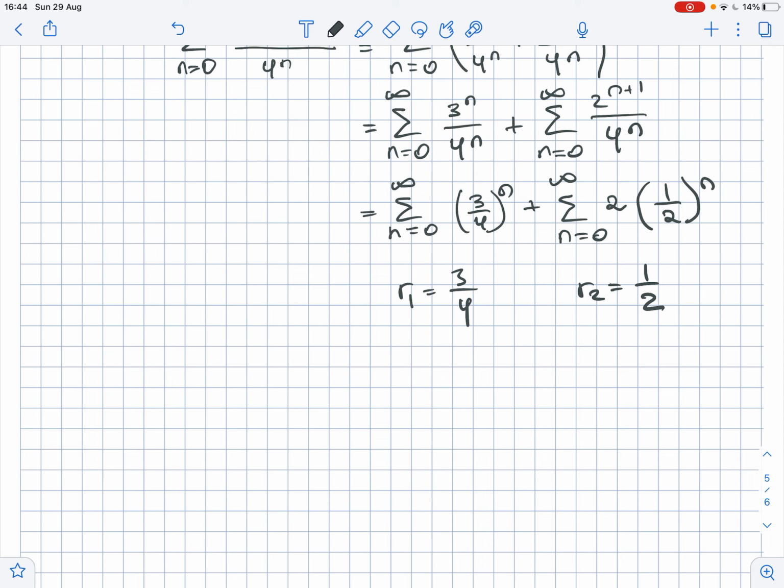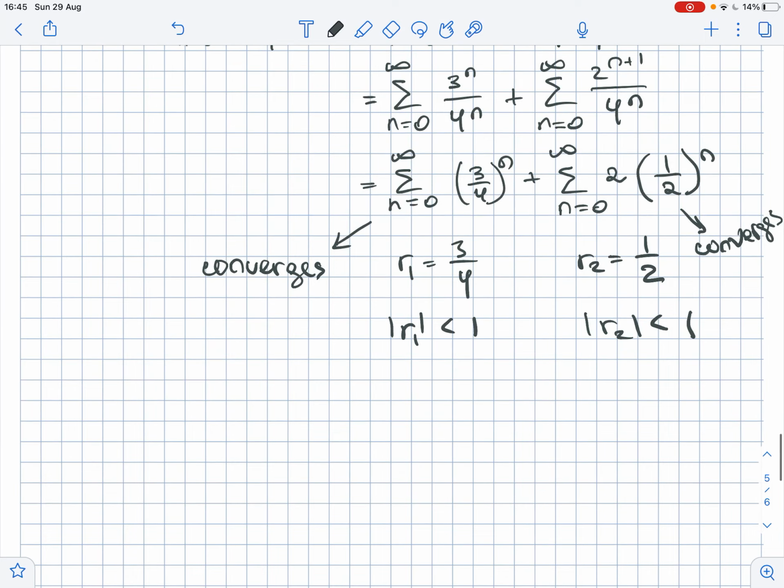If you look at it, the absolute value of the first common ratio is less than 1, and the absolute value of the second common ratio is also less than 1. That means that both individual geometric series converge. So this series converges, and this series also converges. Well, the given series is the sum of two converging series.